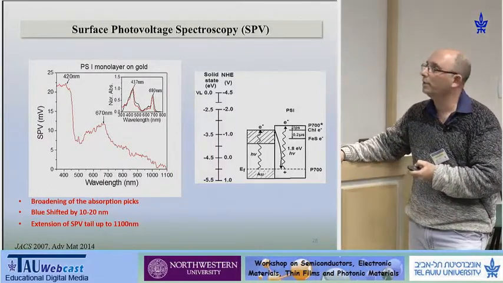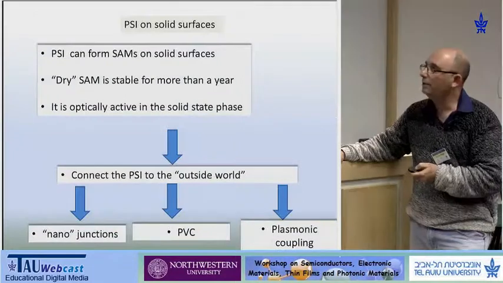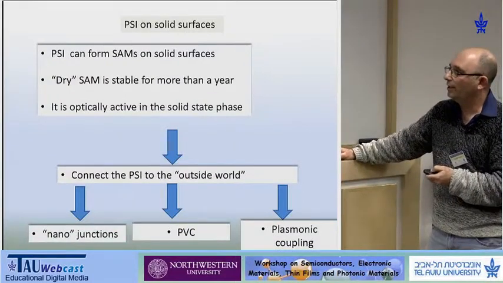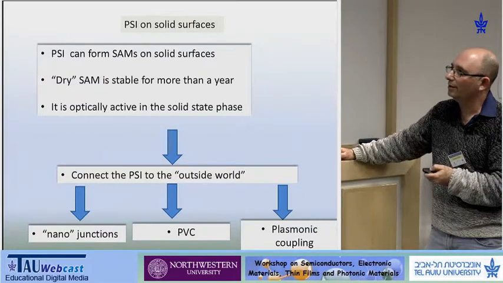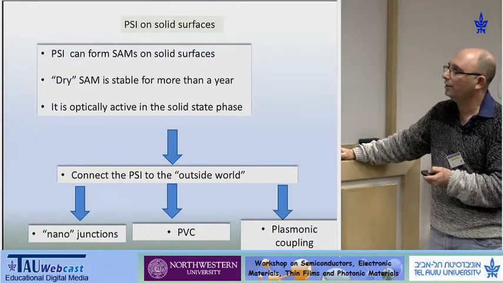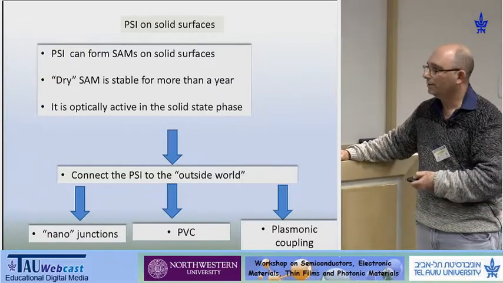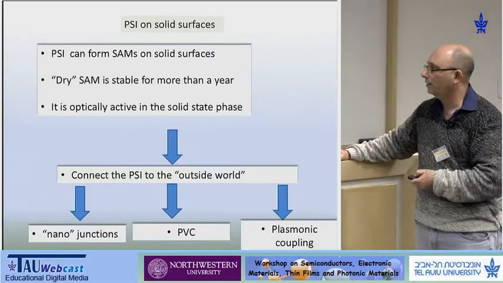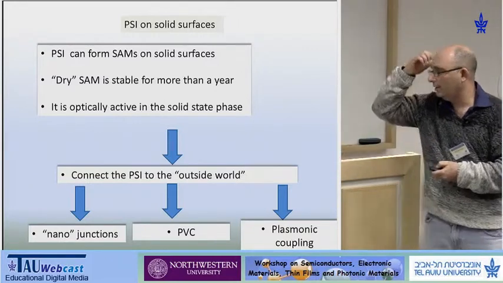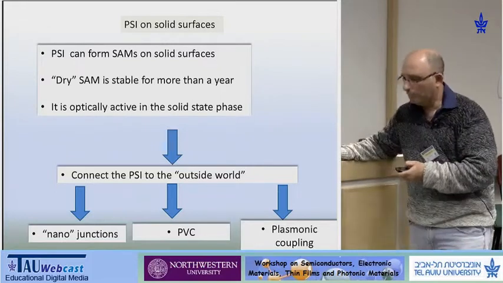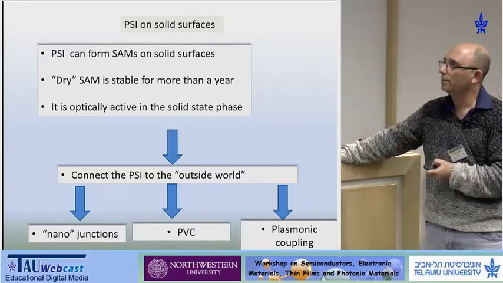we ask ourselves what we can do with this. So we did during the years several things with this. It is optically active. It is very stable. So we made some nano junctions, some kind of photovoltaic cell, and recently we are in the business of plasmonic coupling, and I will show you some fresh results relating to this nice stuff.